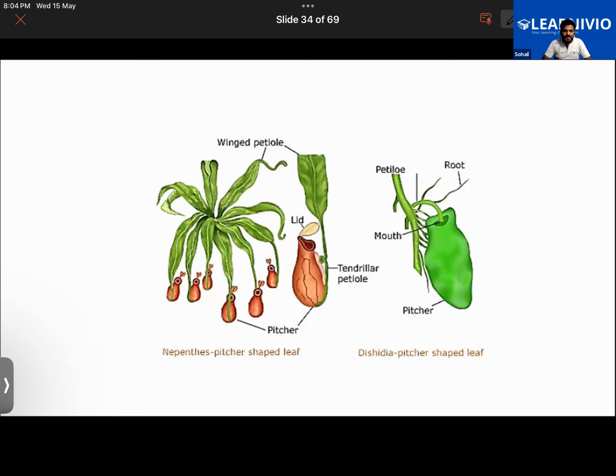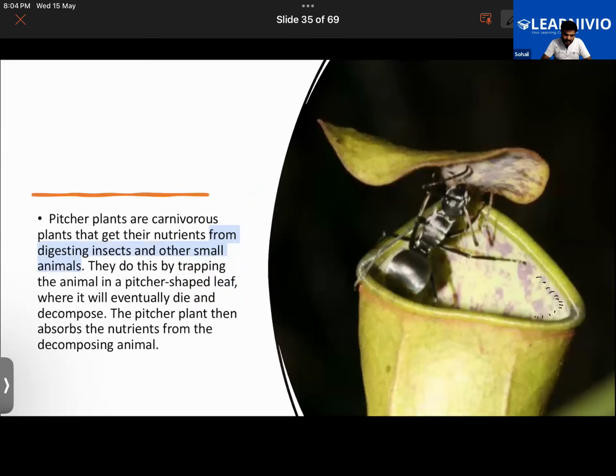Let's understand this in detail. Pitcher plants are carnivorous plants that get their nutrition from digesting insects and other small animals. They do this by trapping the animal in a pitcher-shaped leaf where it will eventually die and decompose. The pitcher plant then absorbs the nutrition from the decomposing animals.